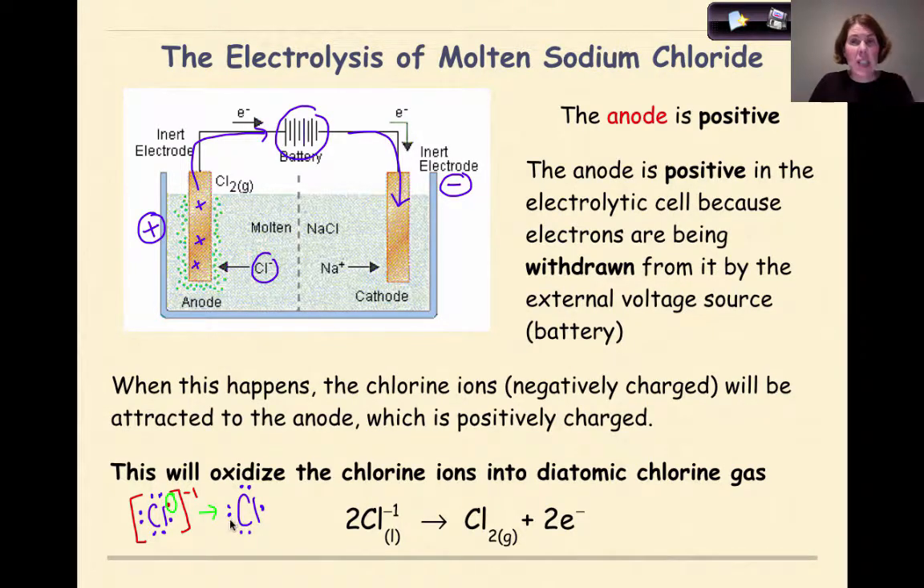It now is lacking that 8th electron. It's no longer an ion, it's an atom, and it can basically form a covalent bond with another chlorine atom and become diatomic chlorine, which we see right here.